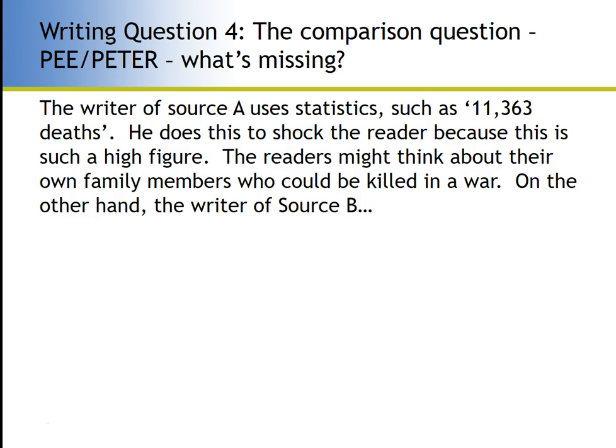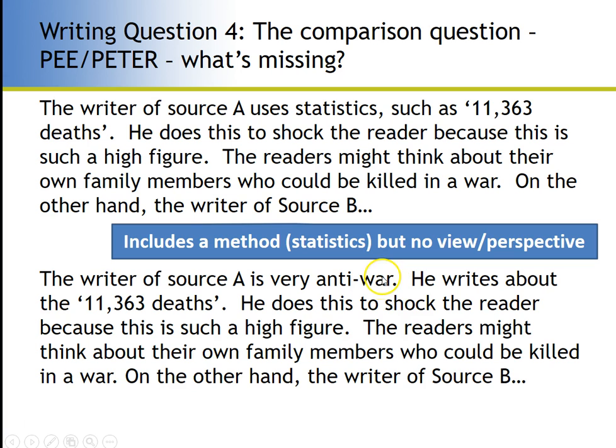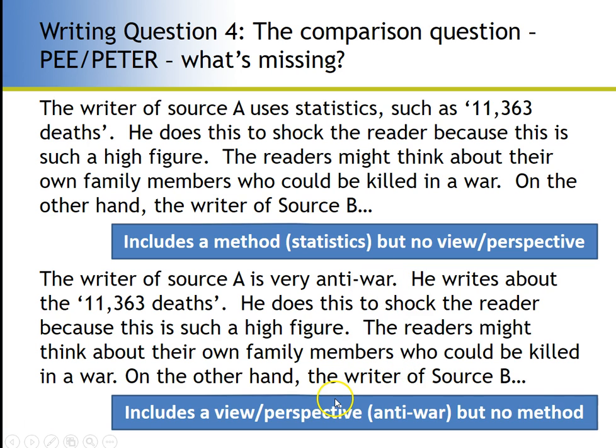And Adrian also showed you a couple of sample paragraphs that were quite good, but were missing some key information. That first paragraph included a particular stylistic technique, but it didn't include any summary of the writer's view. The second paragraph did include a quick summary of the writer's viewpoint. The writer of source A is very anti-war, but it didn't contain any subject terminology or reference to the method.